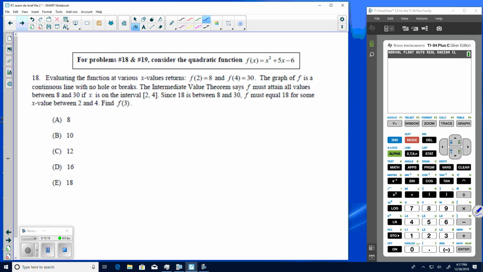Okay, 18 and 19, we have this function, x squared plus 5x minus 6. Note that this is not the same quadratic as we had before, right? So just note we're dealing with a slightly different function here. X squared plus 5x minus 6. And it says the graph of f is a continuous line with no holes or breaks. And it talks about the intermediate value theorem.